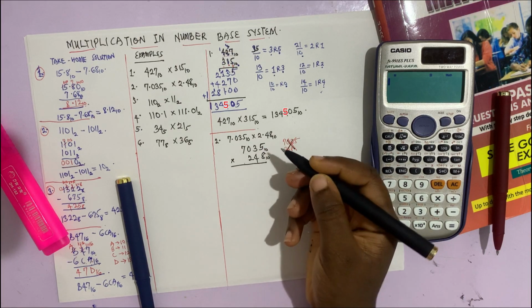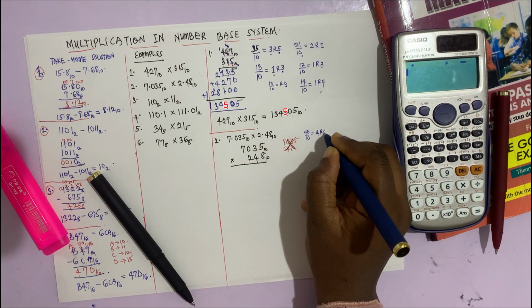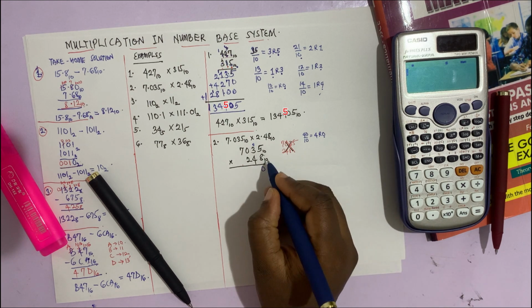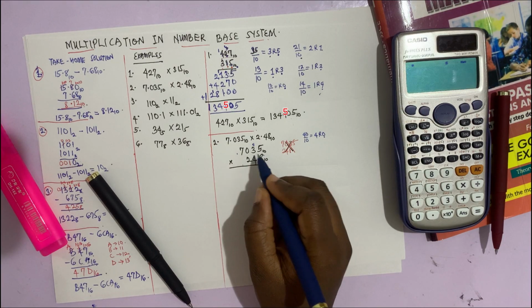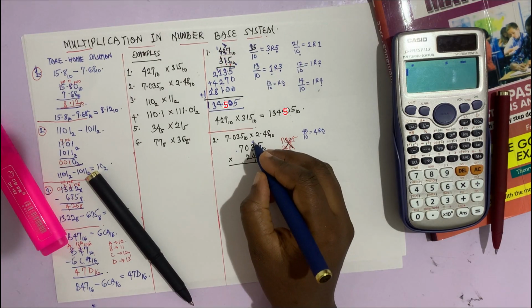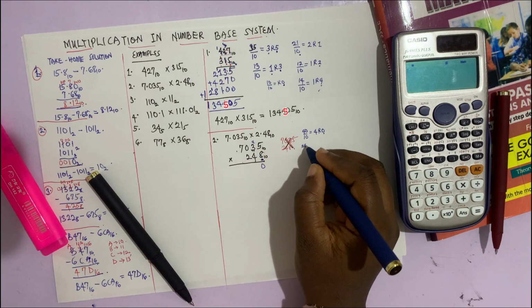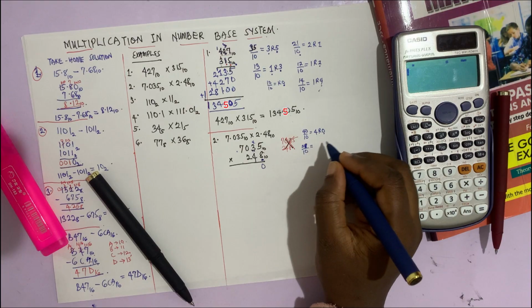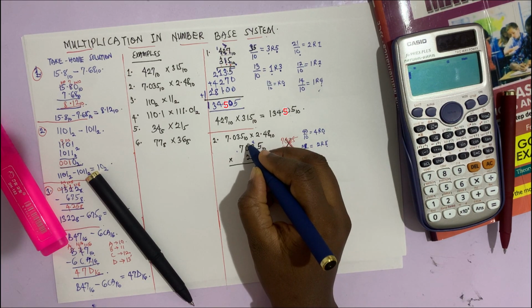So 8 times 5 will give us 40. So we say 40 divided by 10, that will give us 4 remainder 0. So we write 0 and carry the remainder 4 up. Remember, we take the first digit and multiply it all through by the upper number. So 8 times 3 will give us what? 24. 24 plus 4, that's 28. 28 is obviously greater than the base 10. So we do 28 divided by 10, that will give us 2 remainder 8. So we write 8 and carry 2.